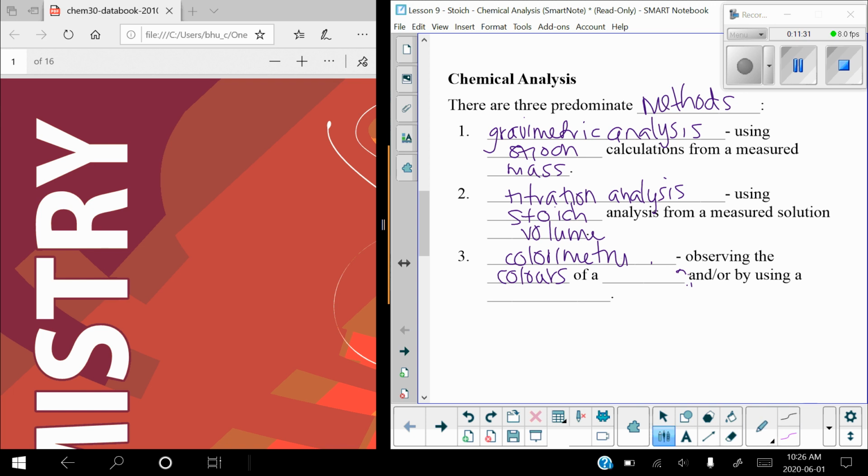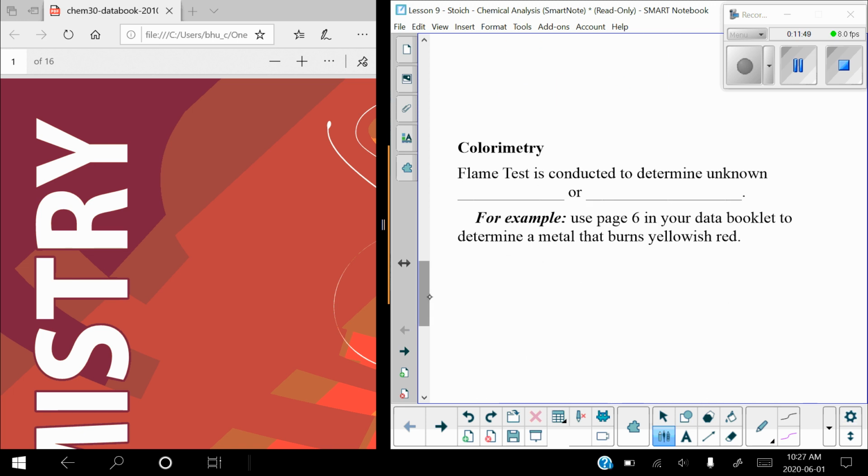Colorimetry solution by using a flame test. So we can do colors by looking at the solution color, or we can do a flame test as well. Colorimetry. Let's go into more detail because we've already explored the other one. Flame test is conducted to determine unknown metal or metal ions in a solution.